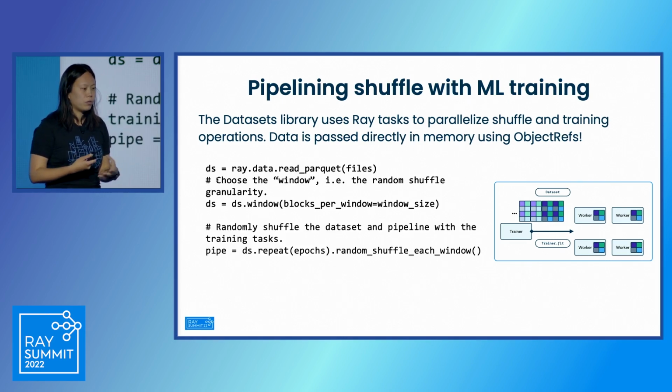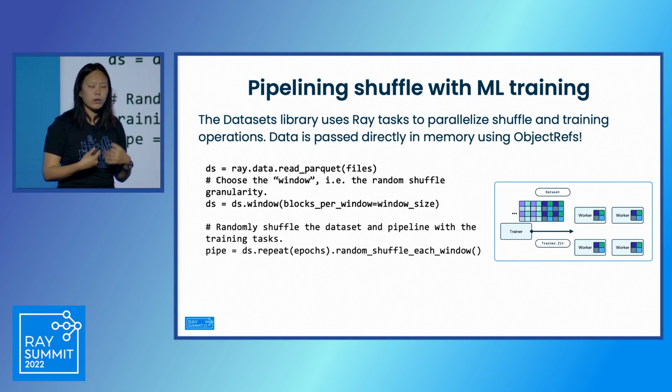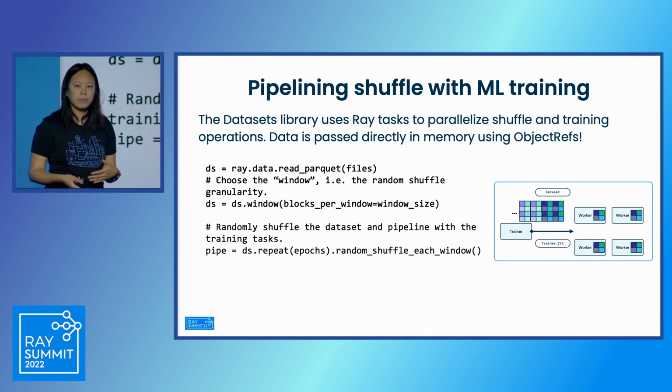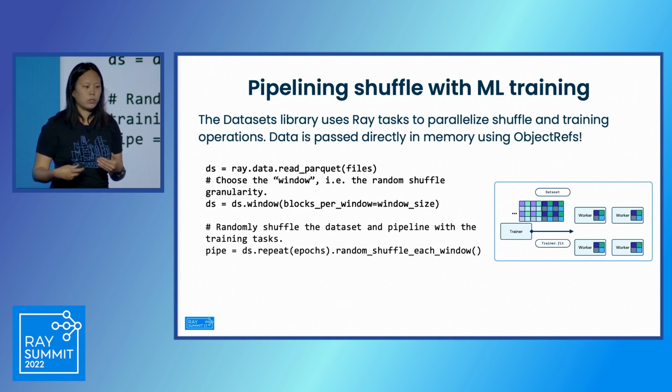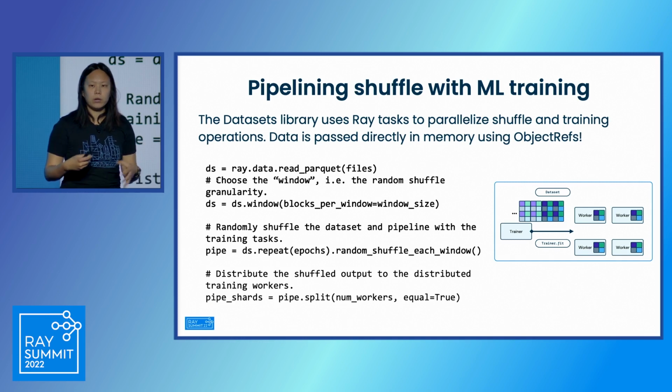Next, we'll actually invoke the random shuffle. And here, the repeat call will give us back an iterator that loops over the dataset. And that will allow us to actually pipeline this with a training step by parallelizing the shuffle operation with the training execution. And then finally, we can take this output and shard it across the pool of workers.